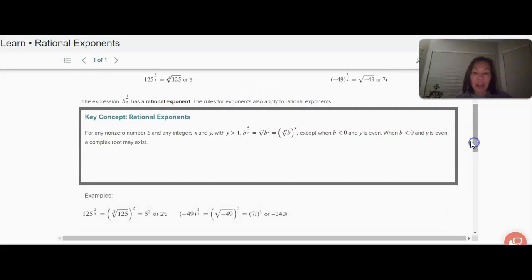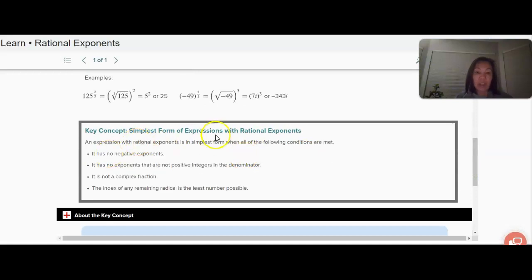Now, the fraction might not always have a 1 on top, so for any other integer value, then we can rewrite it as b to the x power and then take the y root of that. So for instance, 125 to the 2/3 is, this bottom number is the index, okay, so it's the cube root of 125 squared. Negative 49 to the 3/2 is the square root of negative 49 cubed, and we can write it like this and evaluate it that way.